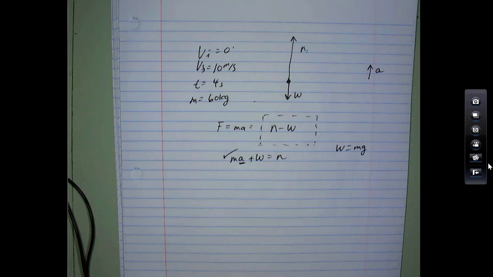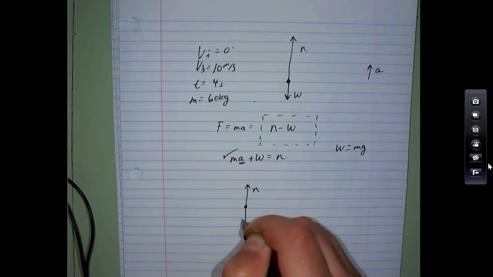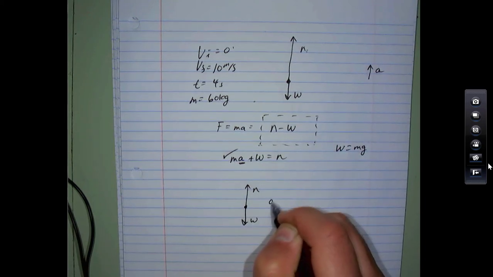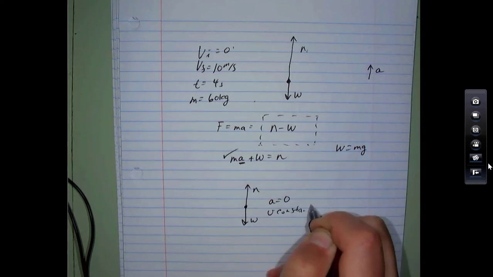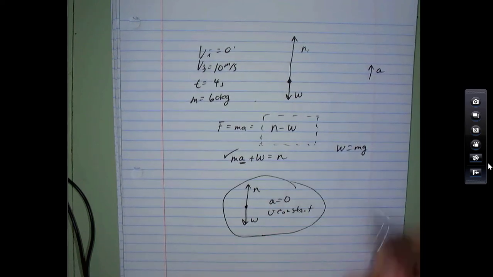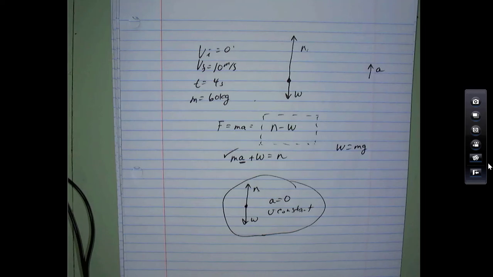Part C, again, when you reach cruising speed, now you're already moving up at cruising speed. Normal force, weight, cruising speed means acceleration is 0, velocity constant. Okay, so part C, again, the apparent weight is the same thing as the actual weight because the normal force and the weight are equal to each other. Okay, let's look at the next one.